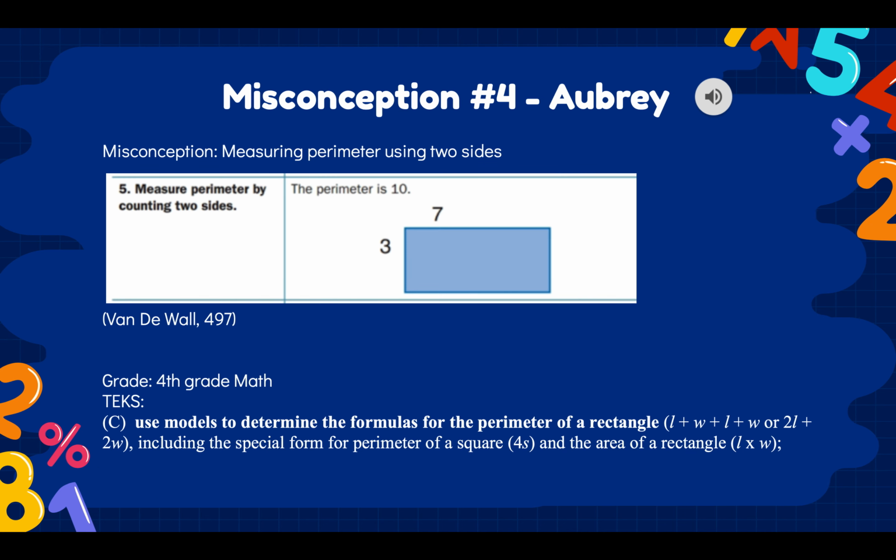This misconception is when students measure perimeter using only 2 sides. And for the grade level, for the activity you'll see in a second, I put 4th grade math, and the TEKS connect to using models to determine the formulas for the perimeter of a rectangle.